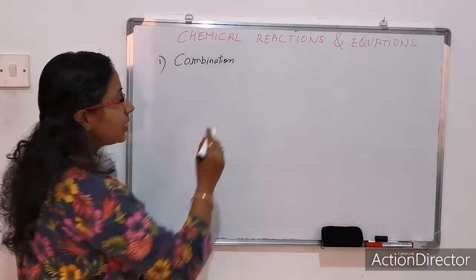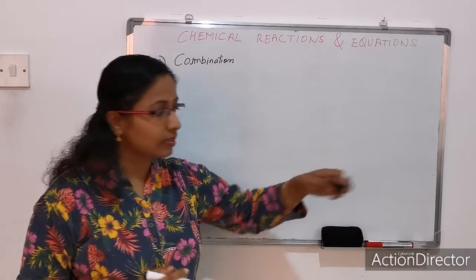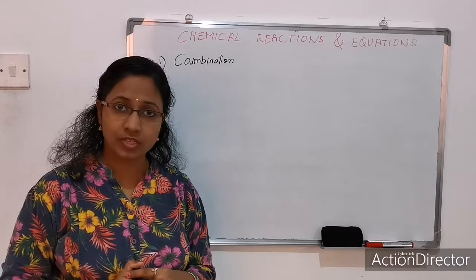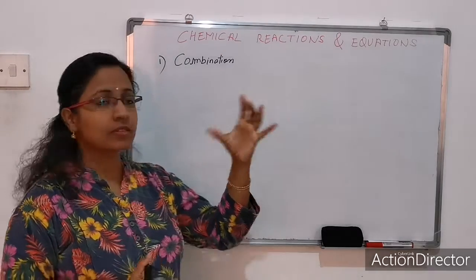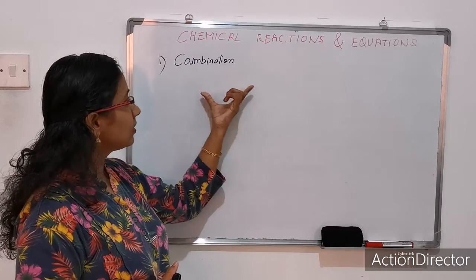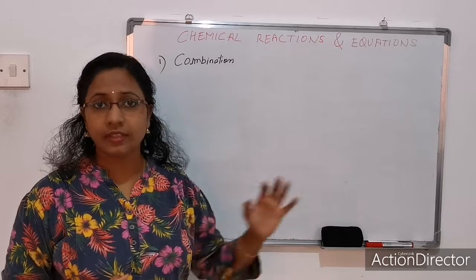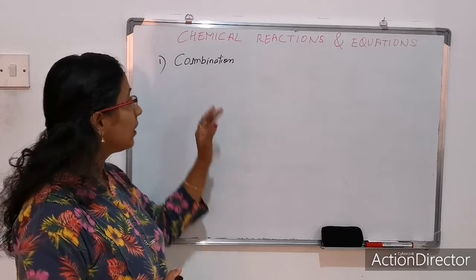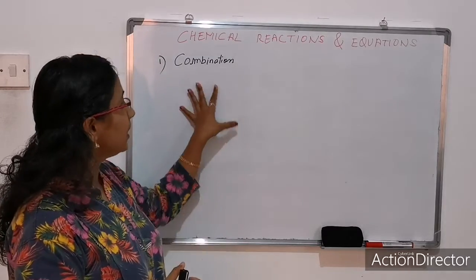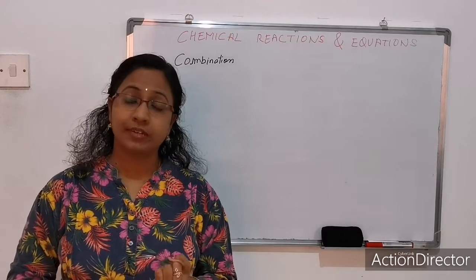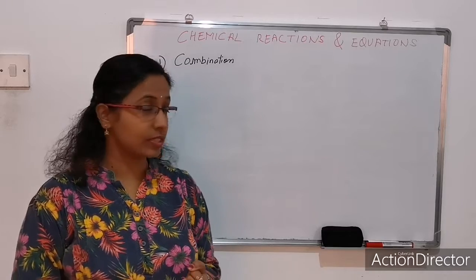I will be giving such equations as examples such that you need to remember only a few number of equations, such that a particular equation is useful for any other type of equations also. Okay, that, when I am dealing with it, will be more clear, right? So the main types are combination, decomposition, displacement, double displacement, okay, and redox reactions.